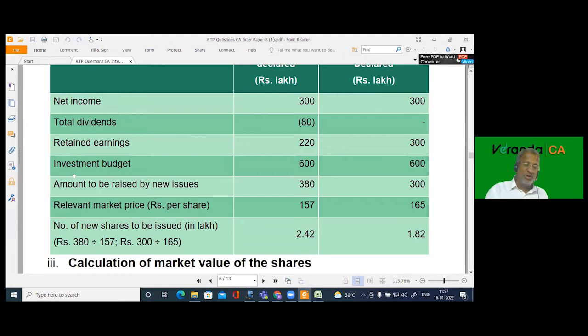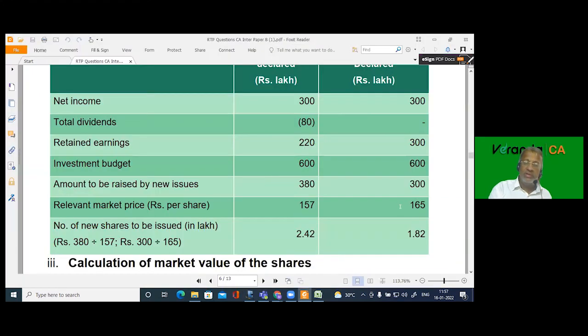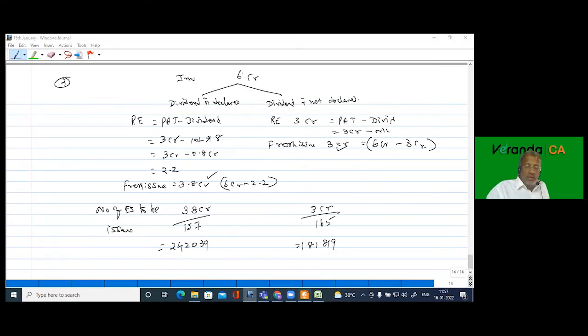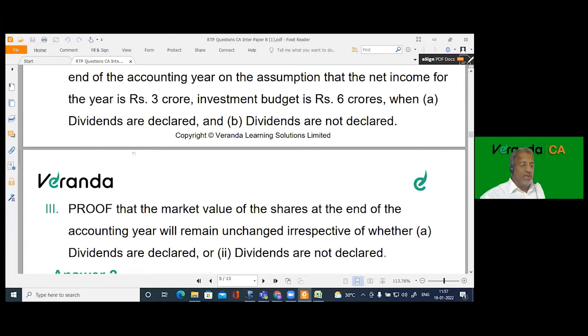So here it is rounded off. In terms of lakhs, they have rounded off, so I'm just going with the exact number. So 3.8 crores and 3 crores, that is what they mentioned in the form of a table. Are you understanding? Then what is the next question that they asked?